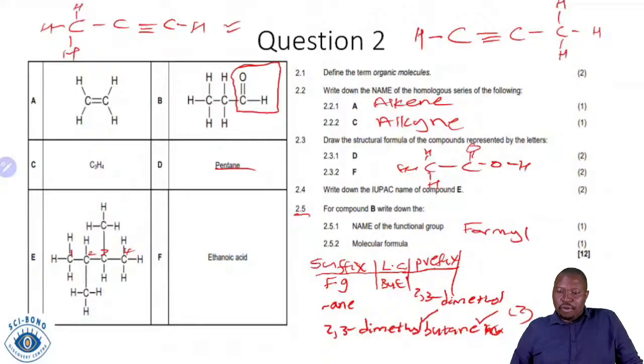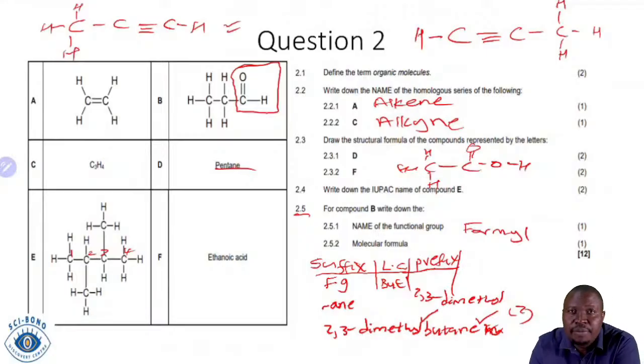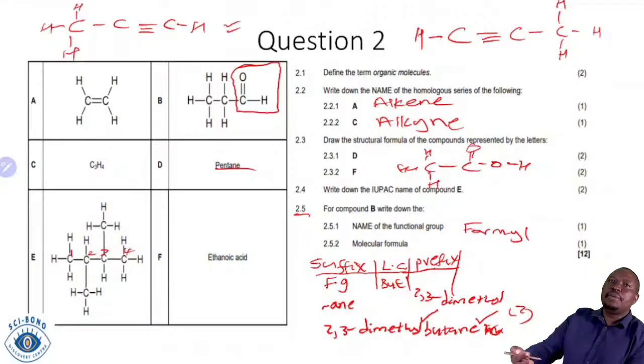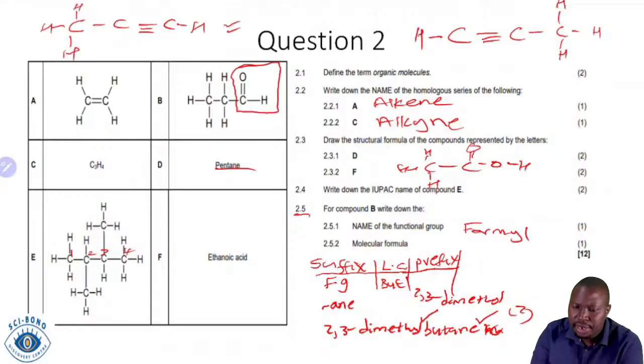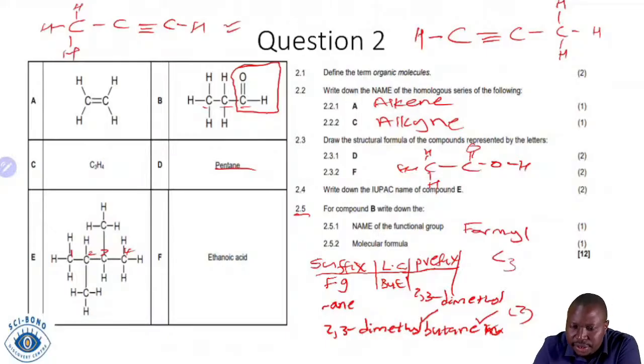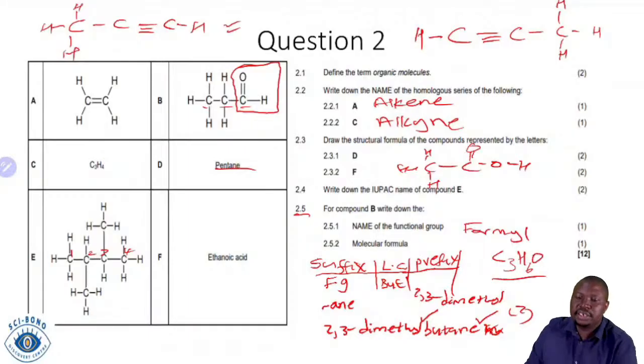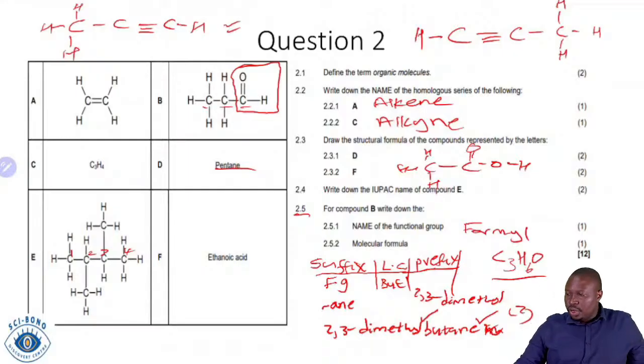Write down the molecular formula of B. For the molecular formula, we are simply saying how many carbons do we have, how many hydrogens do we have. We have 1, 2, 3 carbons, so you'll say it's C3. How many hydrogens do we have? 1, 2, 3, 4, 5, 6. So C3H6 and 1 oxygen. So C3H6O.